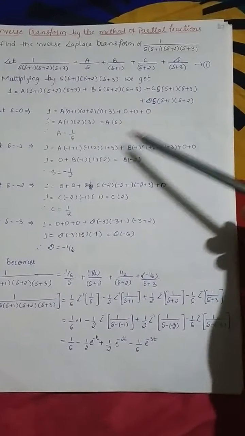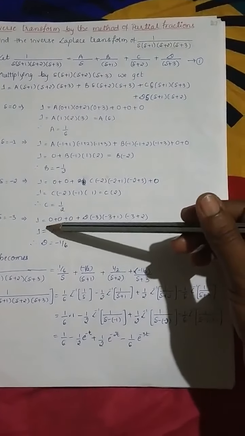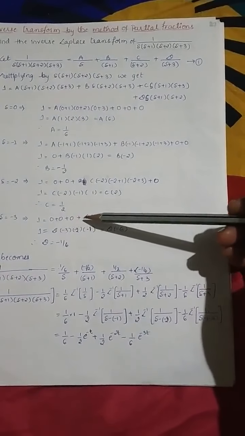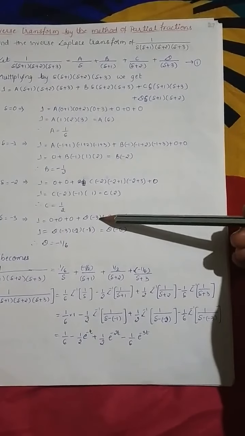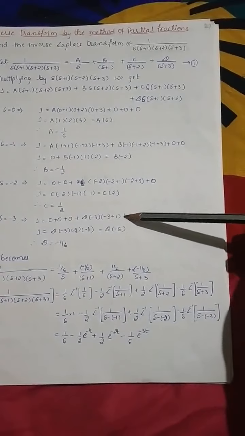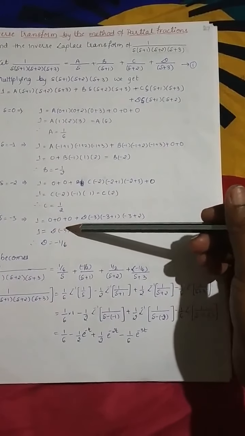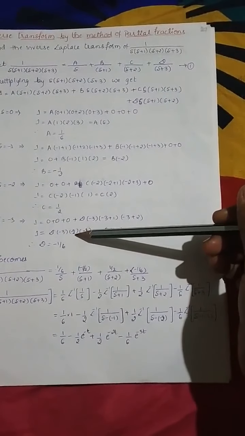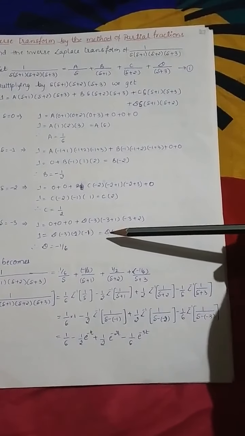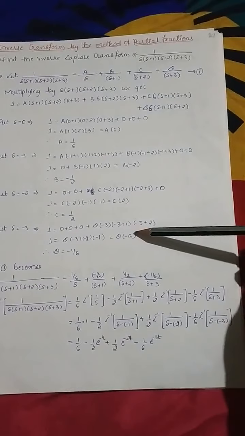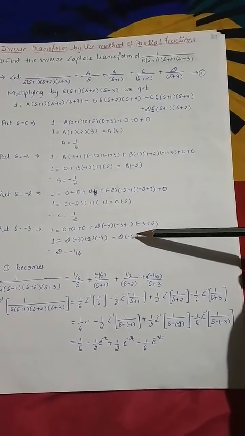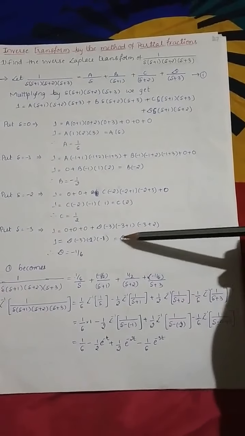One is equals to c into 2, c is equals to 1 by 2. Next, substituting s is equals to minus 3. Here we are getting 1 is equals to 0 plus 0 plus 0 plus d into minus 3 into bracket minus 3 plus 1 into bracket minus 3 plus 2. That is 1 is equals to d into bracket minus 3 into bracket minus 2 into 1. That is equals to d into minus 6.